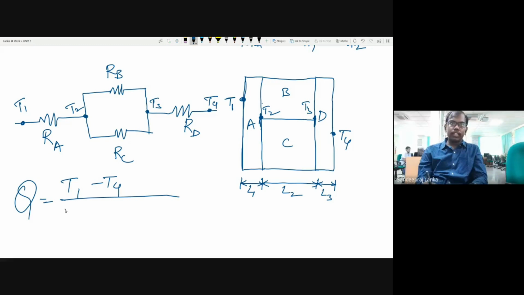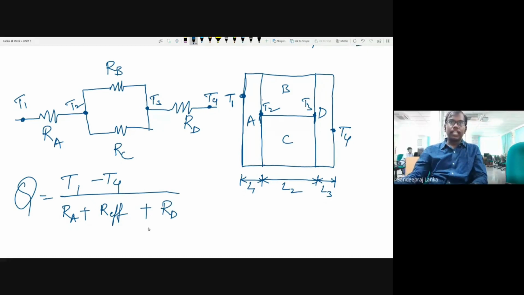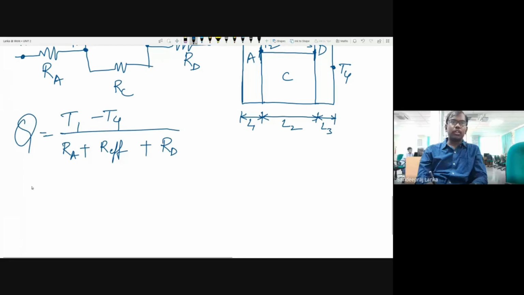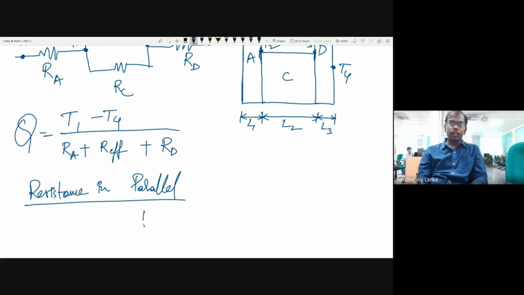Okay. If I take RA, I can take R effective of these two. I cannot simply add these two here. So we will see R effective, and then RD will have. To get this R effective, I'll use a concept called resistance in parallel. If the resistances are in parallel, what you will do is 1 by R effective is equal to 1 by RB plus 1 by RC.